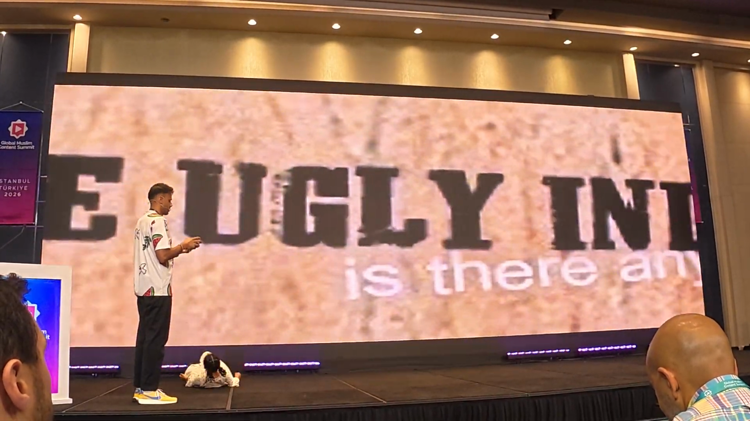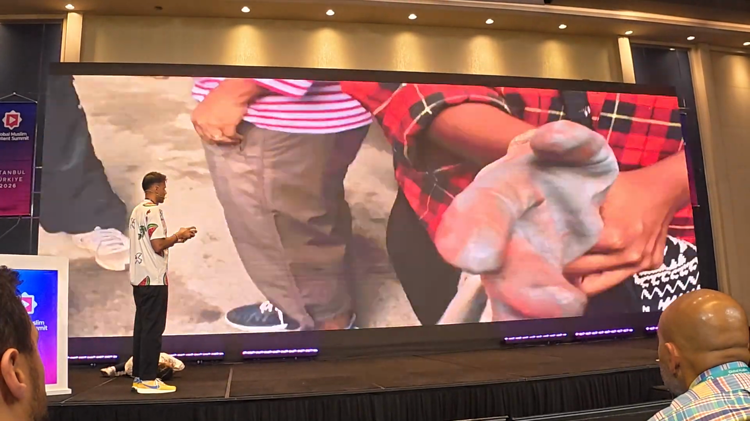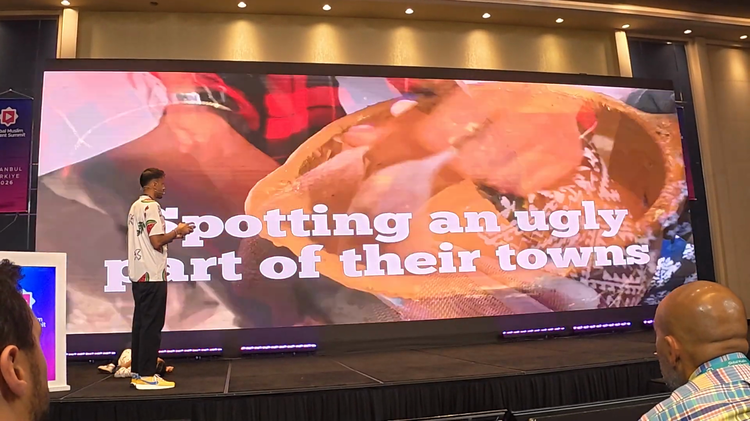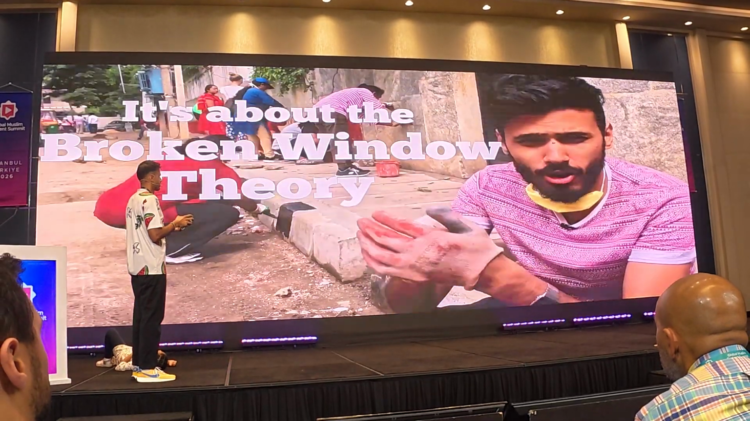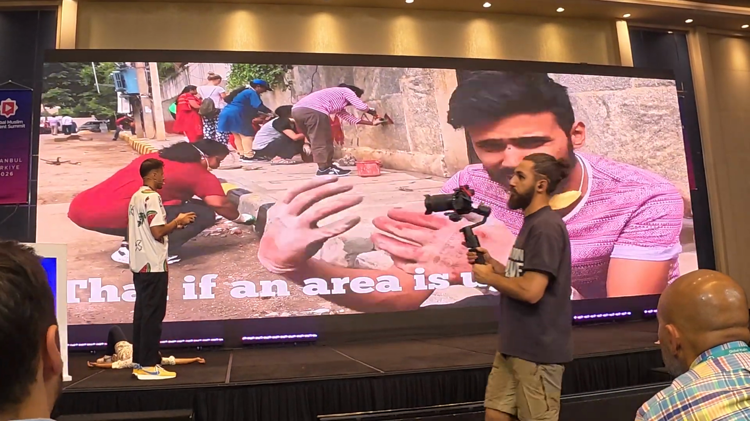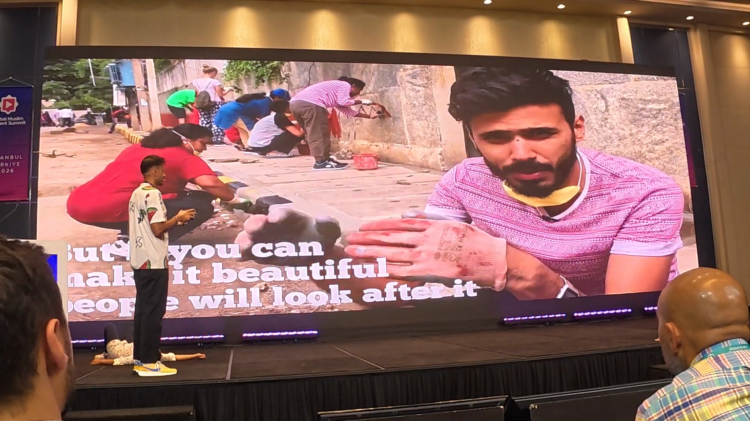The other thing is a Facebook page that focuses on spot fixing. Spotting ugly parts of their town or their city and fixing it. It's about the broken window theory, that if an area is ugly, but you can make it beautiful, people will look after it.